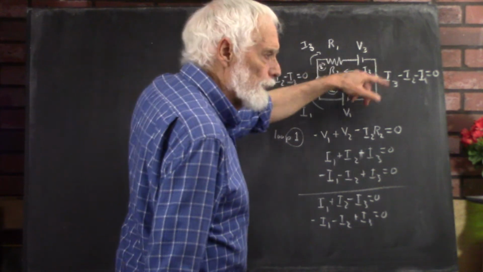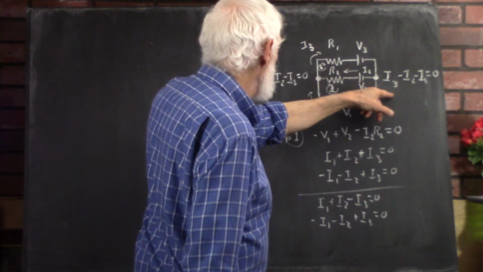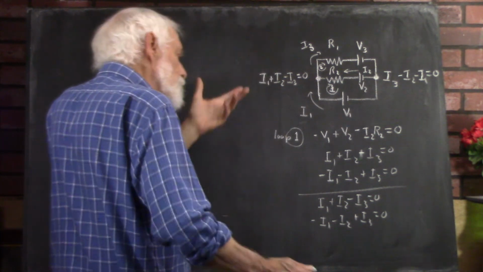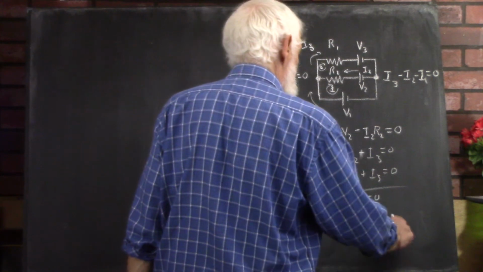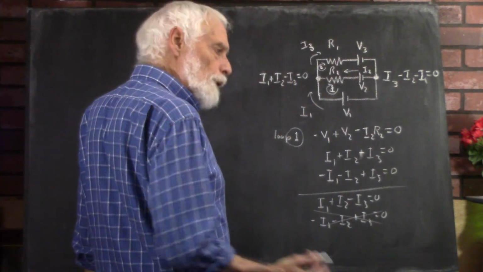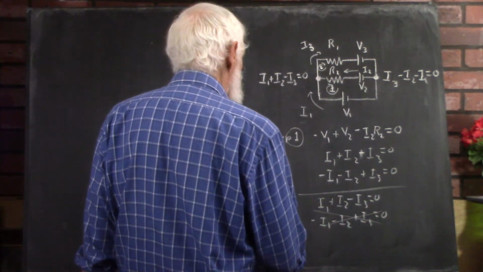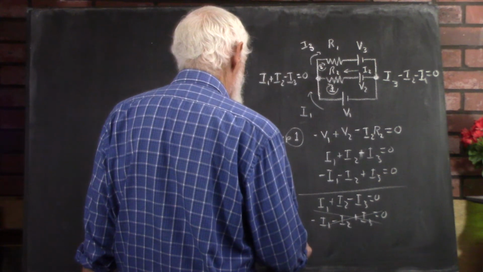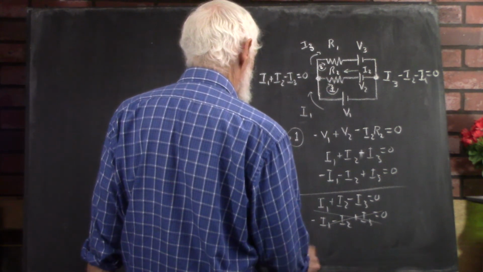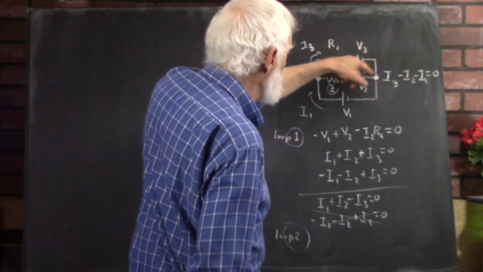So because of the way these loops interact, this equation tells me exactly what this equation does, meaning it's worthless. So now I've only got 2 equations and 2 unknowns. So I've got to set up the loop 2 equation. So I go around loop 2.